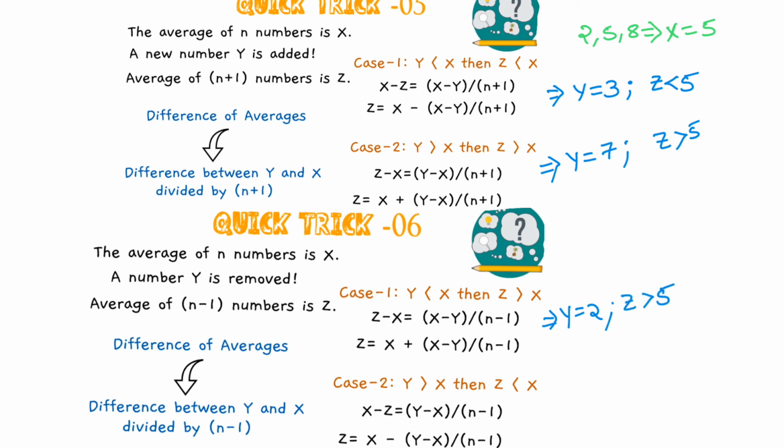In the next case, remove y is equal to 8 from the group and take the average of the remaining two numbers 2 and 5, and that value would be obviously less than 5. I think everything is clear.